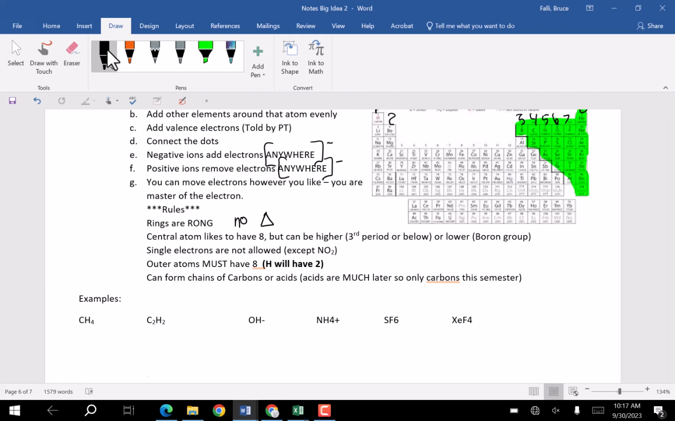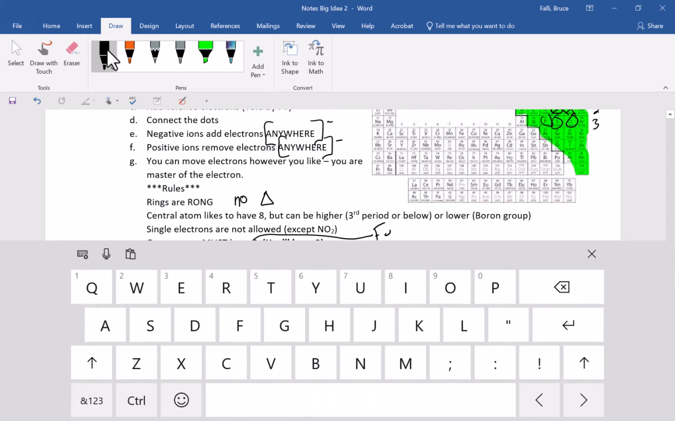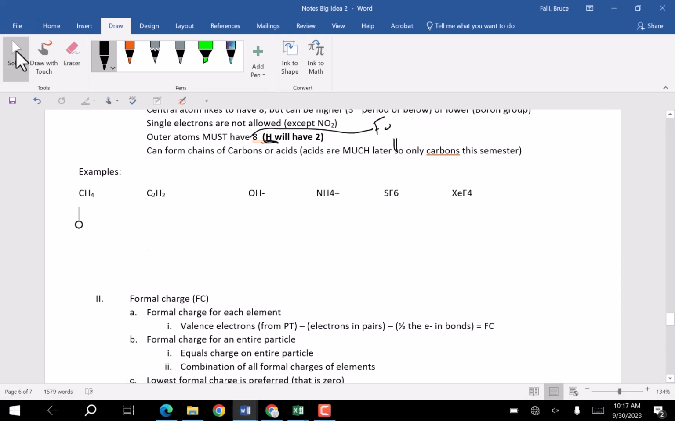The central atom likes to have 8, but can be higher, in the third period or below. So that means that oxygen can never have more than 8. That's row 1, row 2, period 3. Sulfur can, phosphorus can, chlorine can, but fluorine can't. The outer atoms must have 8, but don't forget our friend hydrogen. He needs to be full. 8 really isn't that magical a number, but really we're looking to be full, not 8. Can form chains of carbons or acids. Acids are much later, so now we're only talking about chains of carbons.